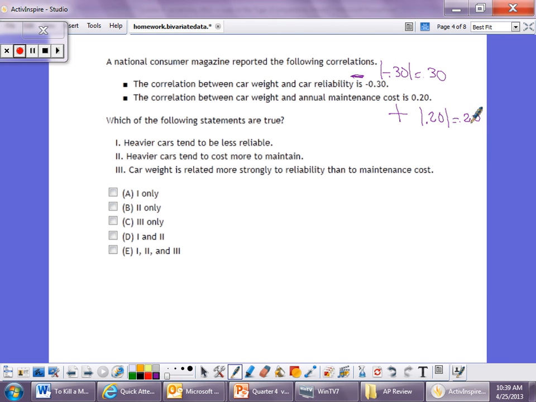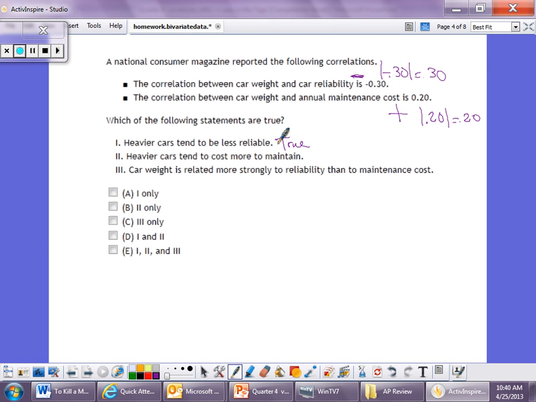Heavier cars tend to be less reliable. So car weight and reliability, it's negative. Negative means as one goes up, the other goes down. So that is a true statement. As car weight goes up, reliability goes down. Correct. Heavier cars tend to cost more to maintain.